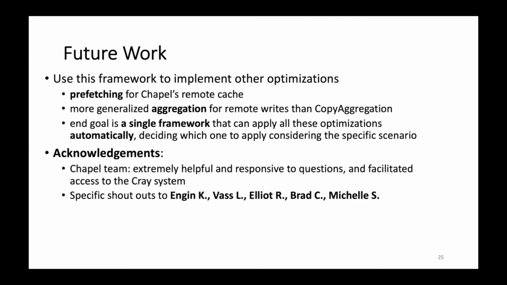But the final slide here, to address the issues I mentioned before, we want to add more optimizations to this framework. So I started looking at inserting prefetch calls into Chapel's remote cache, as well as more generalized aggregation, specifically from remote writes. So this could help address the issue of the read-only limitation we have. And by more generalized, I mean doing operations beyond just assignment, which is what copy aggregation does for us today. The end goal here would be a single framework that can apply multiple optimizations automatically, where the compiler would decide which ones make the most sense in a given scenario.